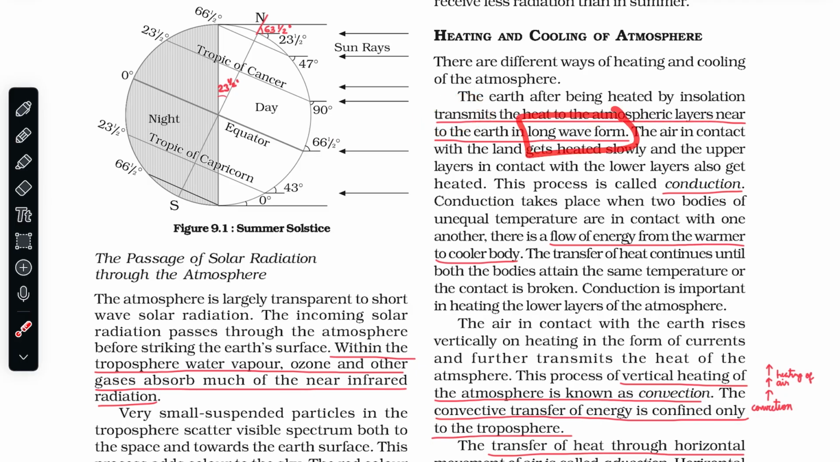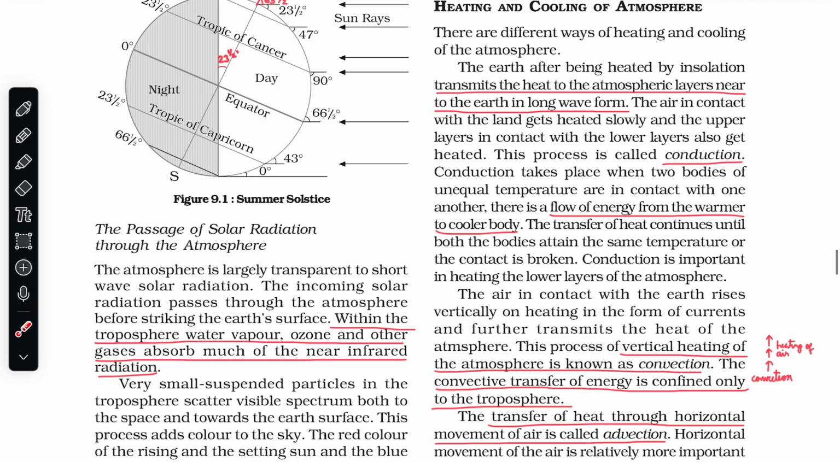The Earth, after being heated by insolation, transmits the heat to the atmospheric layers near to the Earth in long wave form. The air in contact with the land gets heated slowly, and the upper layers in contact with the lower layers also get heated. This process is called conduction. Conduction takes place when two bodies of unequal temperature are in contact with one another.